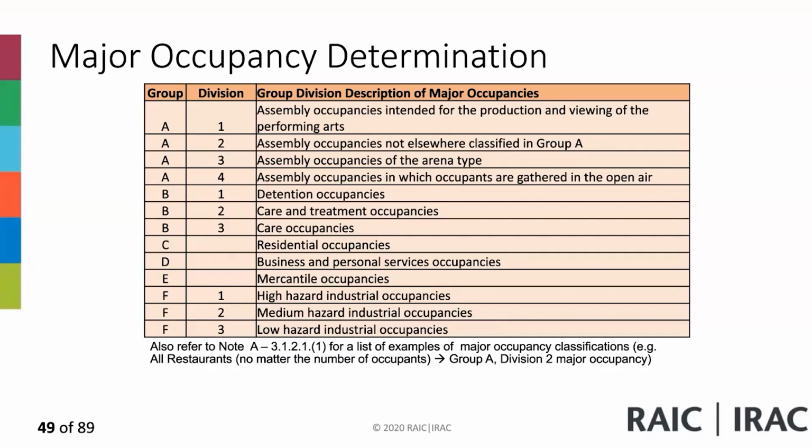B1 is detention occupancies. B2 is your hospitals, your care and treatment occupancies. B3 is your care occupancies. C is residential occupancies. D is business and personal services occupancies. E is mercantile, retail occupancies. F1 is high hazard industrial occupancies. F2 is medium hazard industrial occupancies. F3 is low hazard industrial occupancies. And why is it useful to take a look at the note A-3.1.2.1? So at the end of Part 3, let's take a look at the note. So let's go to A-3.1.2.1.